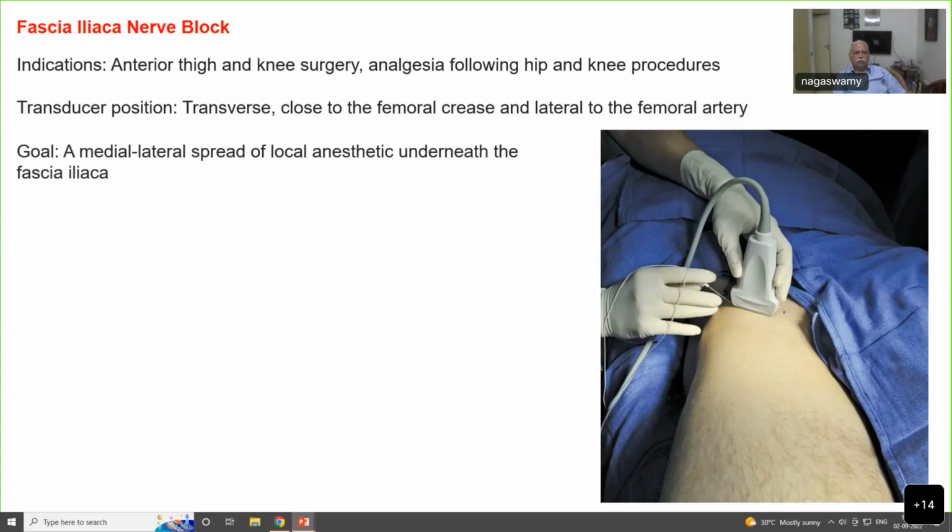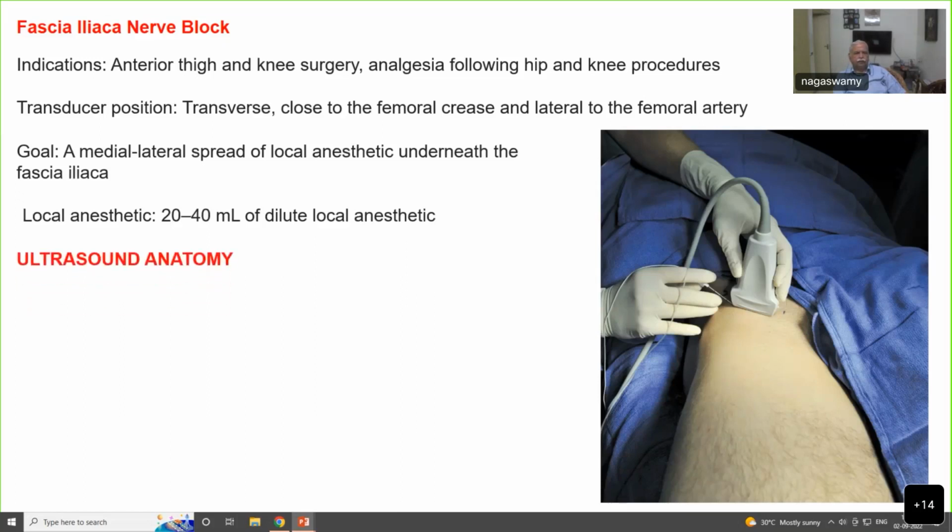And the goal is to achieve a medial-lateral spread of local anesthetic underneath the fascia iliaca. Okay, so the iliacus muscle has got a fascial layer, so it should be under the fascia, above the muscle. That is where it has to be deposited. And the local anesthetic required is usually 20 to 40 ml of very dilute or low concentration anesthetic.